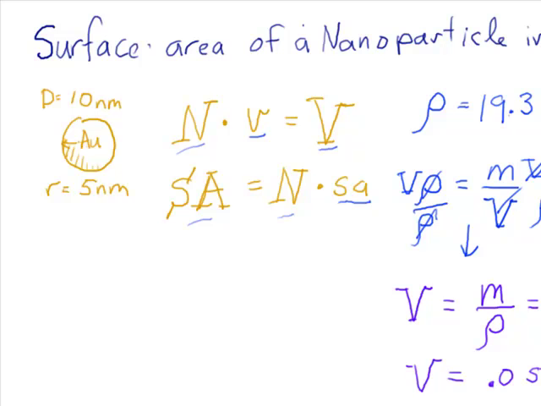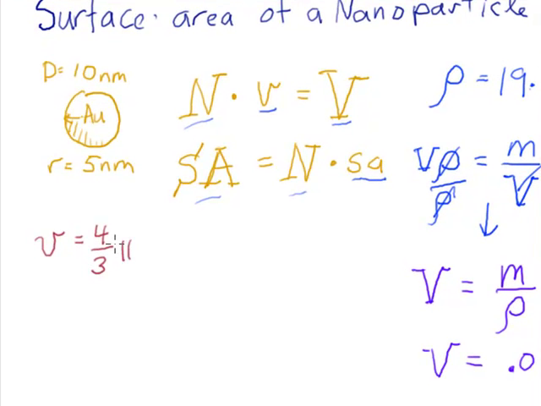To the next part of the problem, I have my big V. Now if I had my little v, I could rearrange this equation and solve for n. So my little v is equal to 4/3 pi r cubed. In this case, that's 4/3 times pi times my radius, which is 5 nanometers.